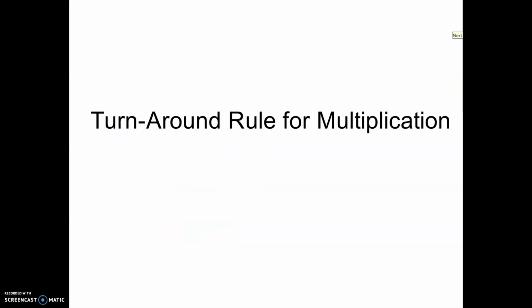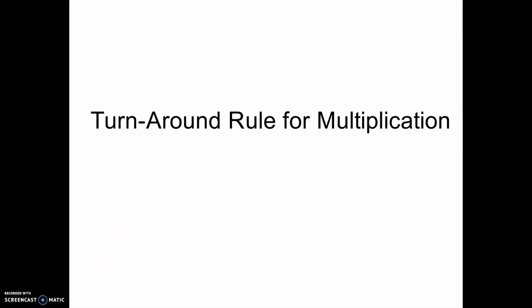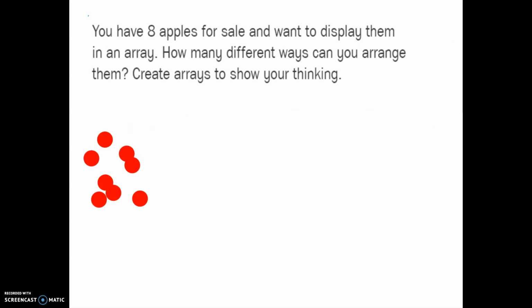So we're going to talk about the turnaround rule for multiplication. And if we would go back to that very first page, it said the commutative property of multiplication. The commutative property for multiplication is the turnaround rule. And we've kind of talked about that once before this year. So we are going to hopefully get through these next pages pretty quickly.